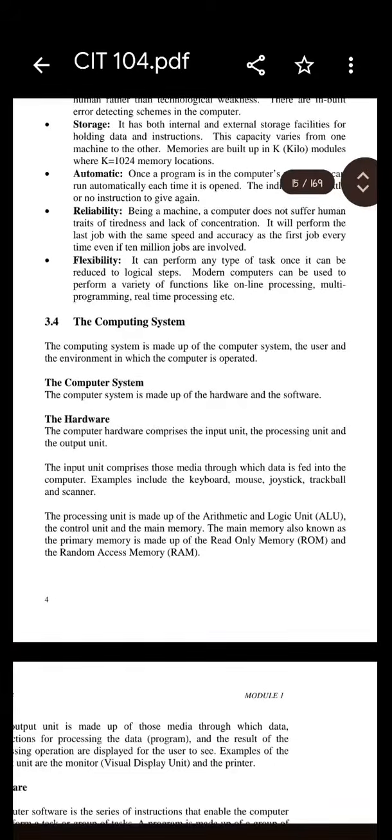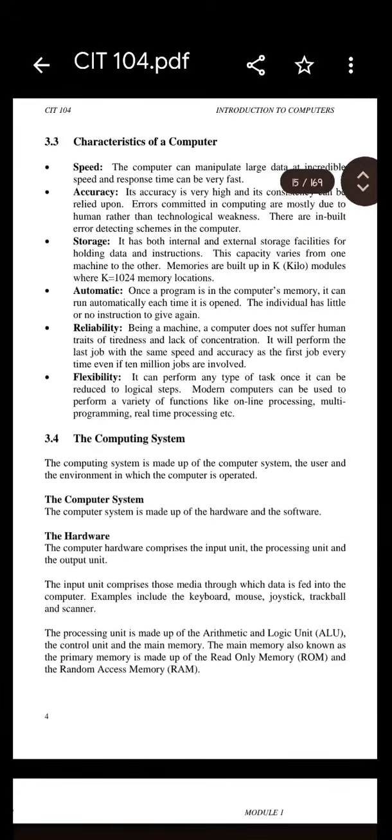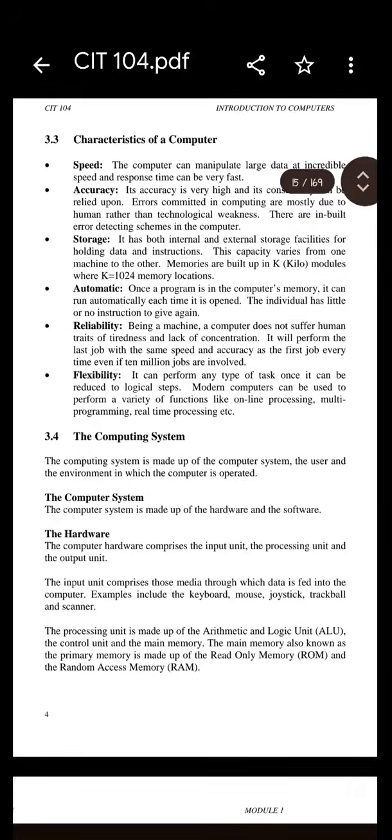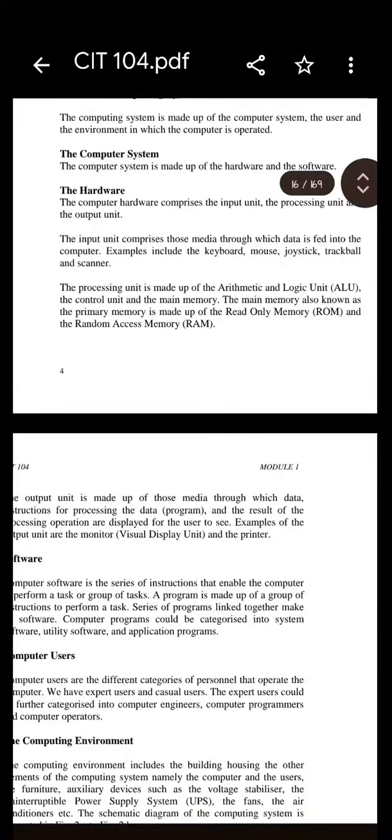Now let's go to the computing system. Okay, before I move from that one, who can mention all the characteristics of the computer again? You have mentioned how many now? Let me see: 1, 2, 3, 4, 5, 6. Please, who can say the 6 characteristics of the computer? Please drop it in the comment section. Let me see who is fast. Let's go, time has gone.